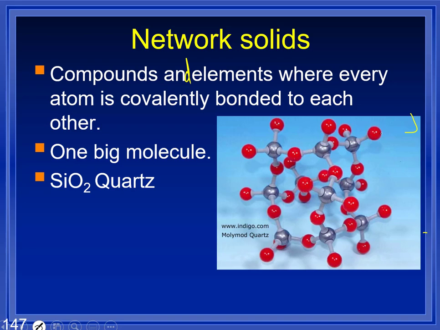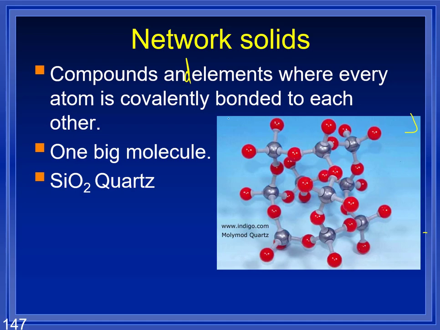So this one right here, there'd be another silicon that could hook on here. There'd be another silicon that could hook on here. Every one of those oxygens that doesn't have a silicon hooked to it would have a silicon hooked to it. It would all be hooked together into one big molecule. As it grows, a silicon adds an oxygen, adds a silicon. Okay? So you get one big stuff.